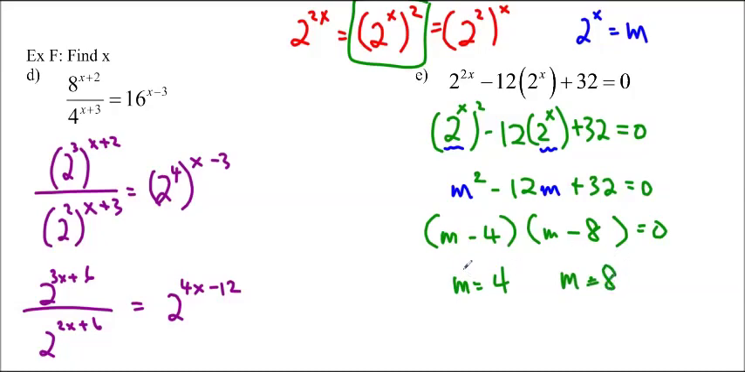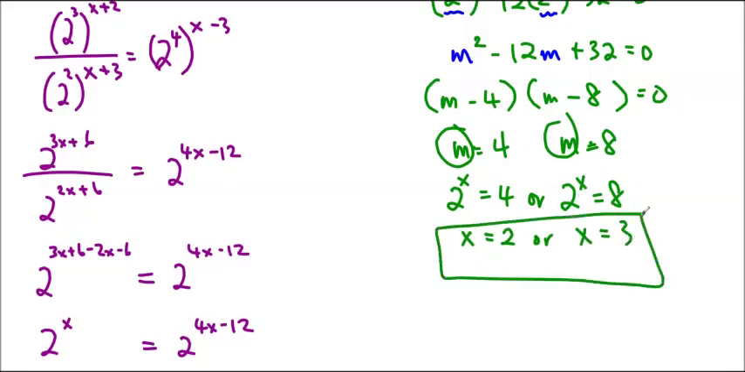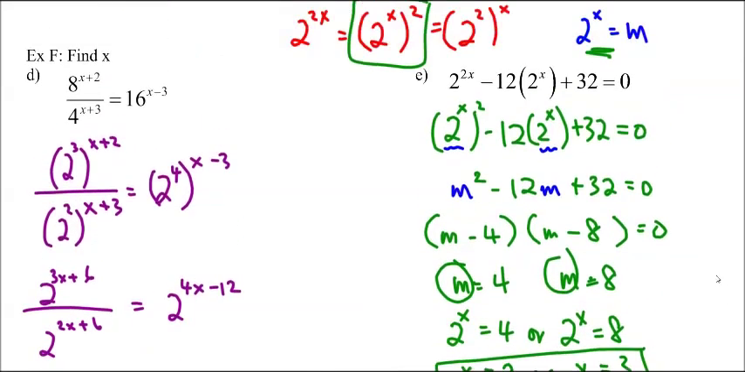And then I can take that m, and I'm going to replace it again with the 2 to the x, so that I get 2 to the x equals 4, and 2 to the x equals 8. And of course we know that 2 squared is 4, so x is equal to 2 in this case, or 2 cubed is 8, so x is equal to 3, and that's how we find our answer. So this is definitely the most complicated type, but you can always look out for this 2x here, then you know, okay, that's what I've got to do.